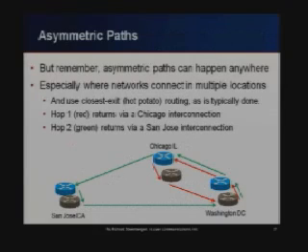But remember that asymmetric paths don't have to be network boundary related. It can just be an issue of closest exit. So in this example, your first traceroute probe crosses a network boundary in Washington, D.C., goes out to Chicago, crosses a network boundary in Chicago, and comes back to you. Your second probe now crosses a network boundary in San Jose. So that can happen anytime just based on multiple exits and hot potato routing.